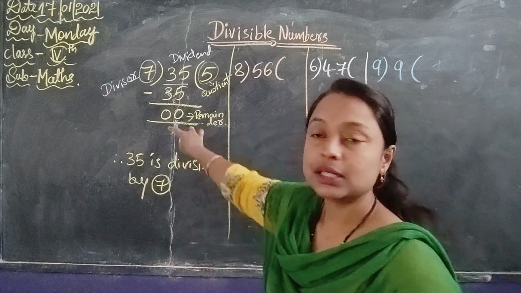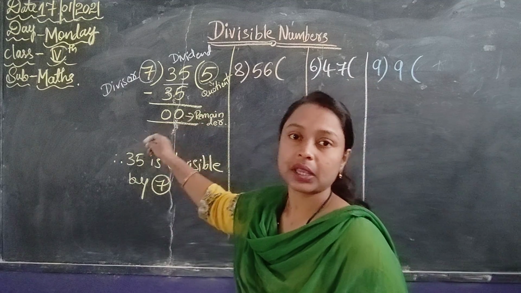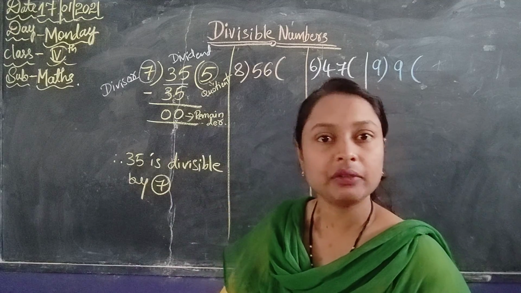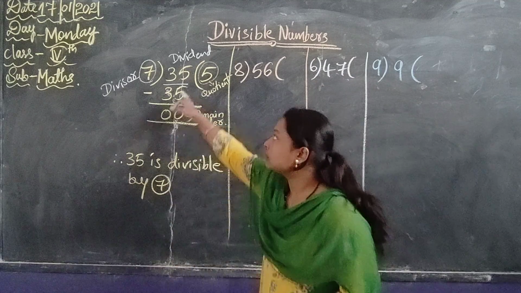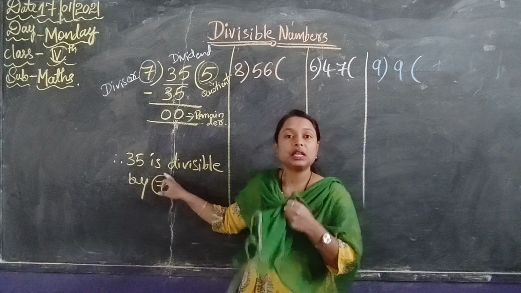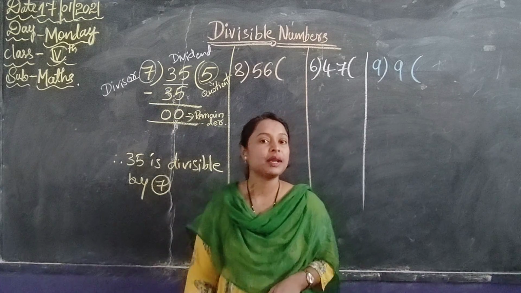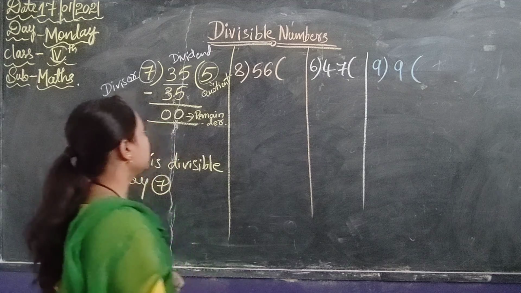So here in 7 table 35 can be divided. So 7 table is 35 complete agi divide agide. That's why 35 is divisible by 7. Let's find the next one. What is the next one here?